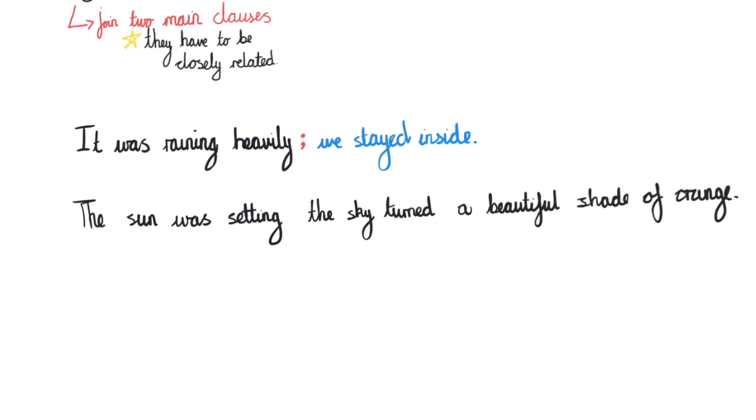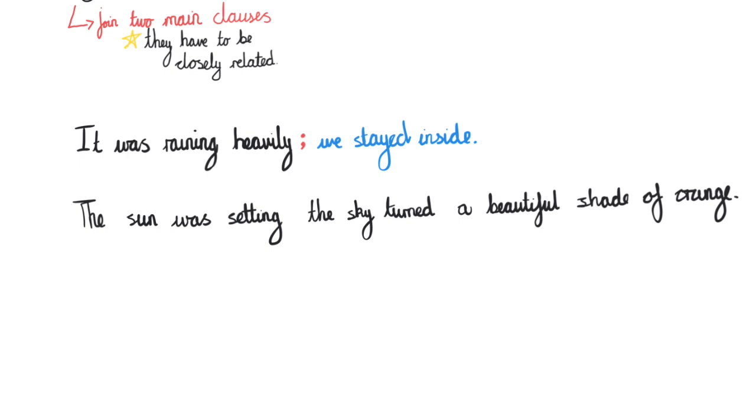Let's have a look at this next one. The sun was setting. The sky turned a beautiful shade of orange. Why don't you try and include the semicolon where you think it would go? Pause the video and have a go. So, the way to approach this one is thinking, what are my two main clauses? What are the two parts of the sentence that make sense on their own?